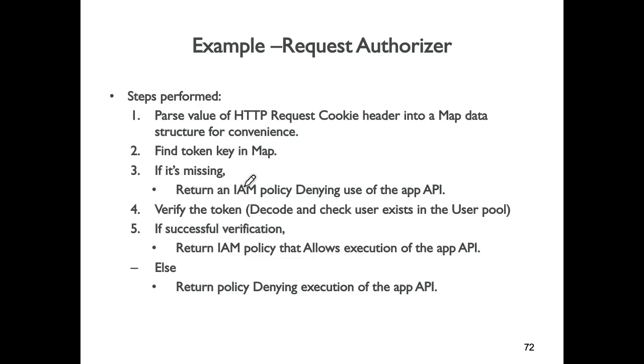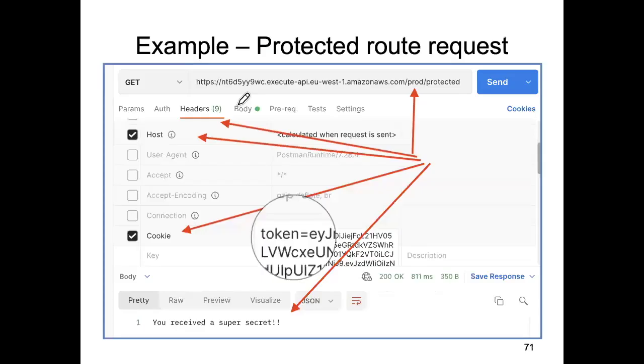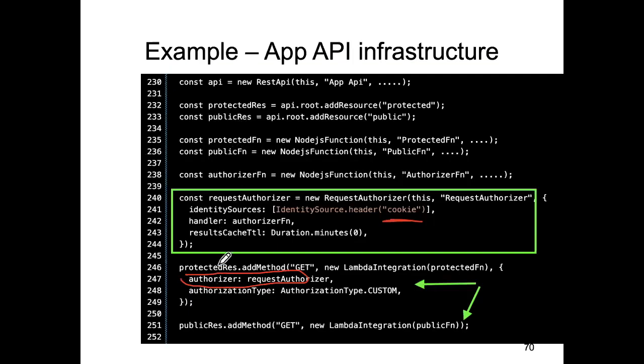it'll return an IAM policy that denies access to the protected Lambda. This authorizer won't be invoked at all if a particular route has not been declared as being protected. And the way we declare a route as being protected is what we did here. The public route that I have won't have a setting for this, so it never goes near the authorizer in the case of the public one.